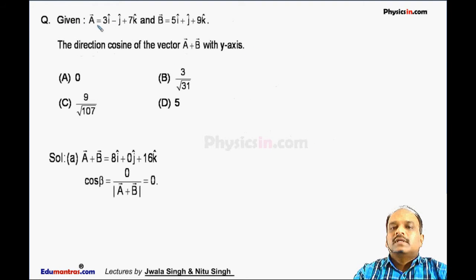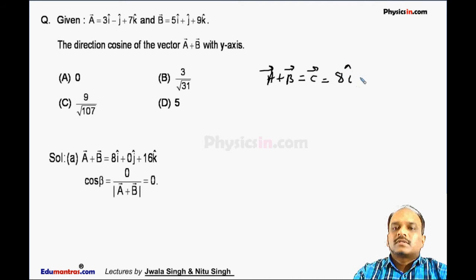Given that A is equal to 3 i cap minus j cap plus 7 k cap, whereas B is equal to 5 i cap plus 9 k cap, find the direction cosines of A plus B. As we know, vector A plus vector B is equal to vector C, which is equal to 5 plus 3, that is 8 i cap, plus 0 j cap, plus 9 plus 7 is 16 k cap.